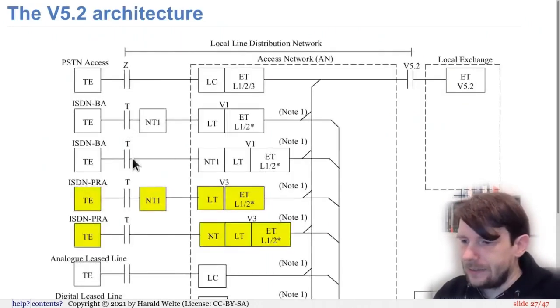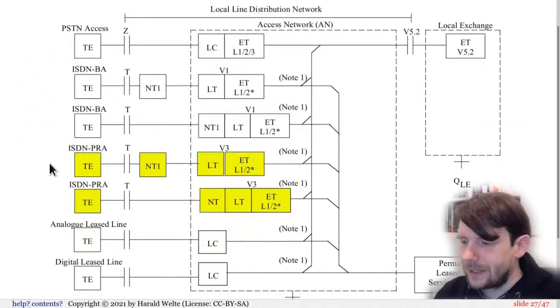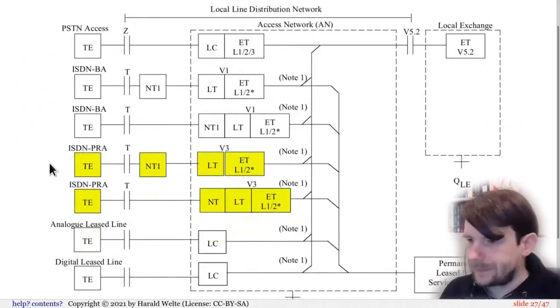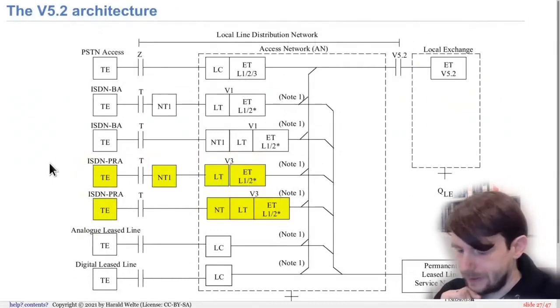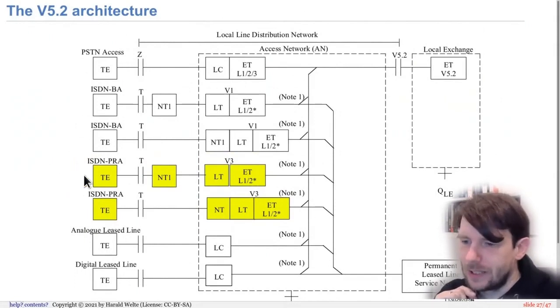So if we look at the V5.2 architecture, that's basically the same diagram that we saw earlier in the V5.1 slide. But here we have new elements. I marked them in yellow in the background. So we have the normal PSTN access, the ISDN basic access, but we also have ISDN primary access in 2 different flavors. The first one is the one that I'm familiar with. The second one, I think, is of more theoretical nature. Like in the basic access, we have the NT at the subscriber side, of course, and not at the local exchange. So those 2 get added in this diagram.